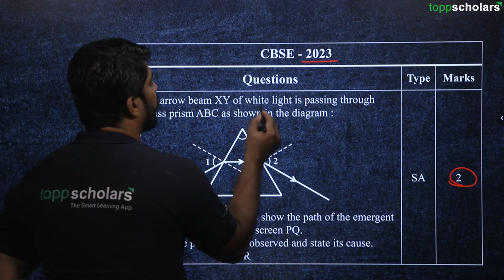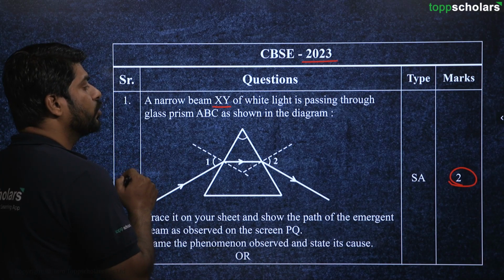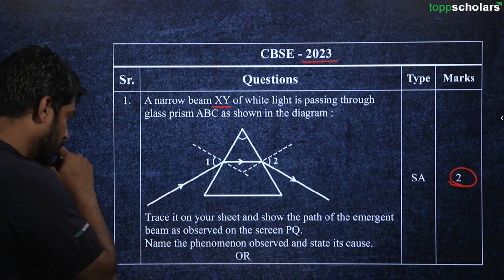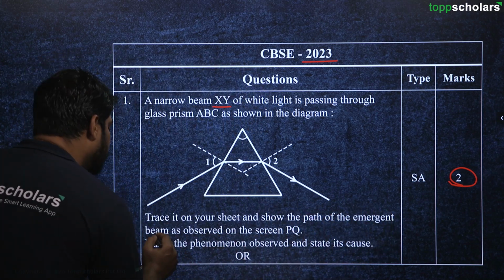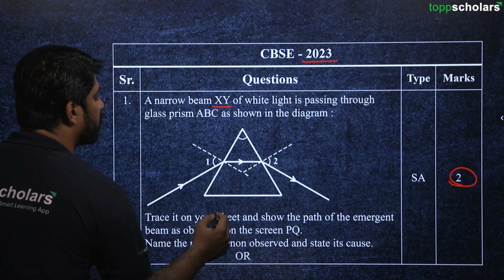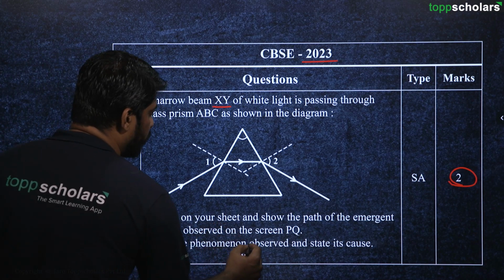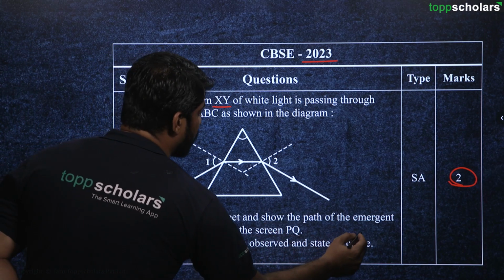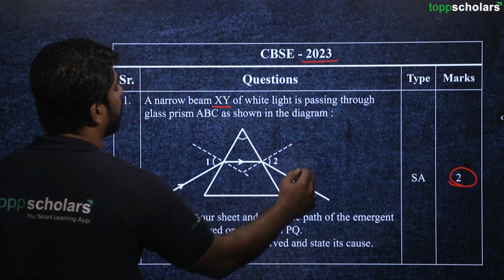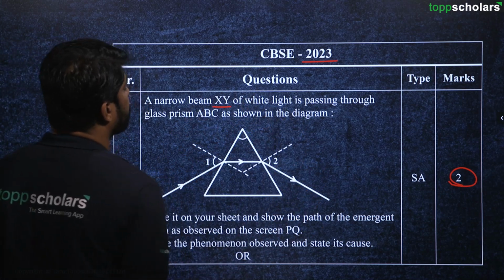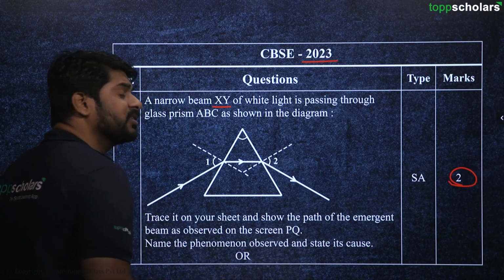A narrow beam XY of white light is passing through glass prism ABC as shown in the diagram. Trace it on your sheet and show the path of the emergent beam as observed on the screen PQ. Name the phenomenon observed and state its cause. So over here we have to complete this diagram. What exactly will happen over here in this case? And we have to name the phenomenon observed and state its cause.